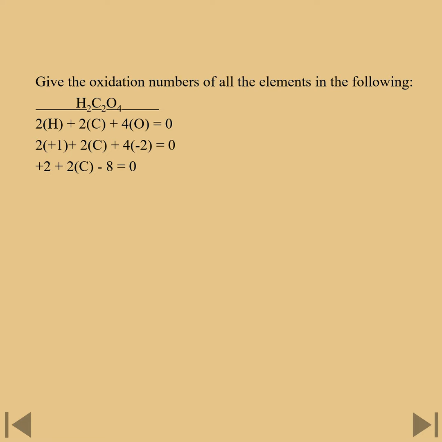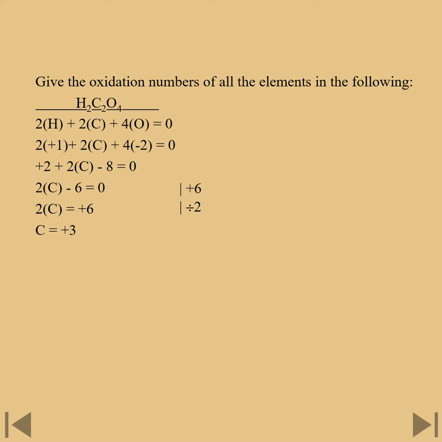So positive 2 plus 2 carbons minus 8 is equal to 0. Let's just clean this up a little bit. Our 2 carbons minus 6 is equal to 0. Now we have to add 6 to both sides of the equation to get our 2 carbons equal positive 6. Lastly, we divide out the 2, so each carbon is equal to positive 3.